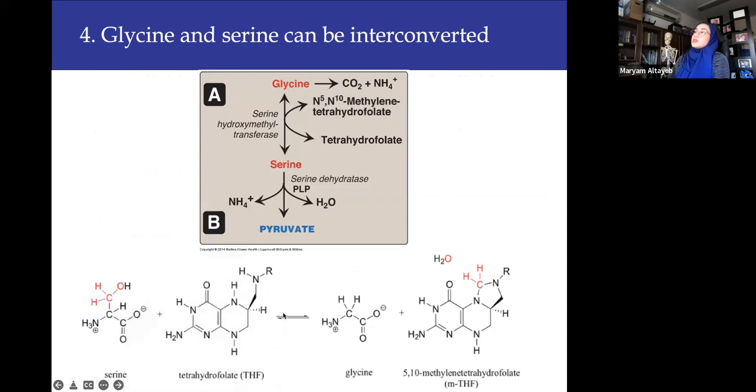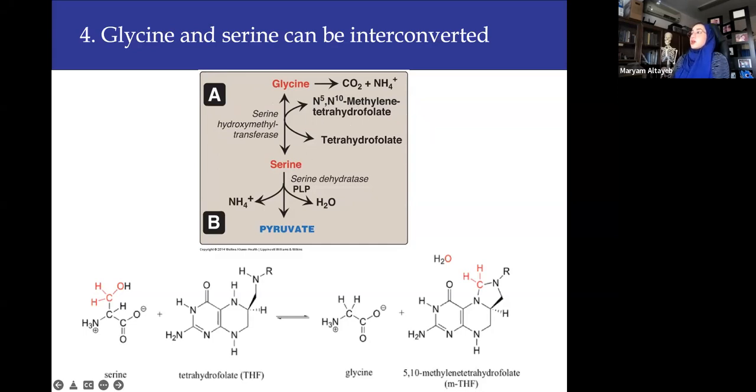Now we have glycine and serine. If you guys remember, glycine is the only amino acid that has two of the same side chain, right? It has two H's, it's the smallest one. And so you can convert it to serine by something called serine hydroxymethyltransferase. So let's just look at the name. You're transferring a hydroxymethyl group from something in order to turn glycine into serine. And that's going to require something called methylene tetrahydrofolate, which we're going to talk about more a bit later.